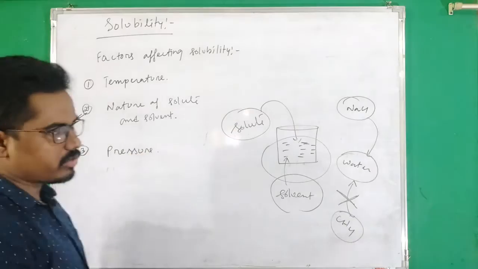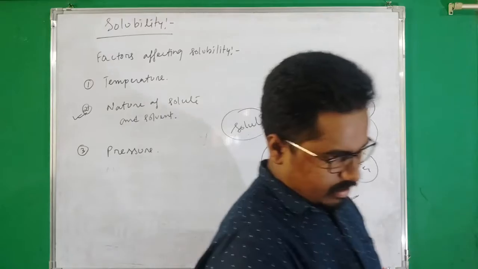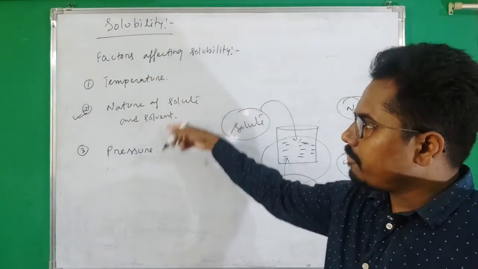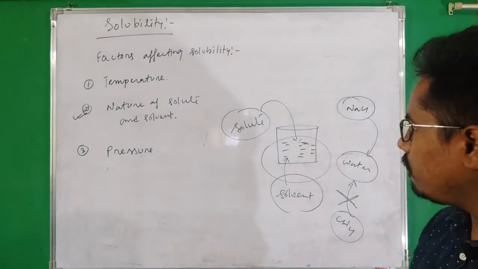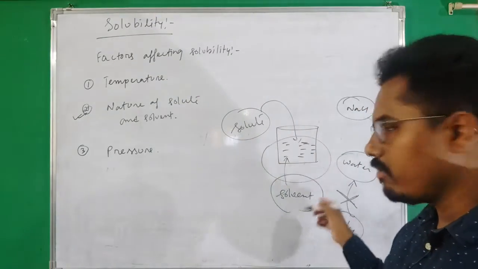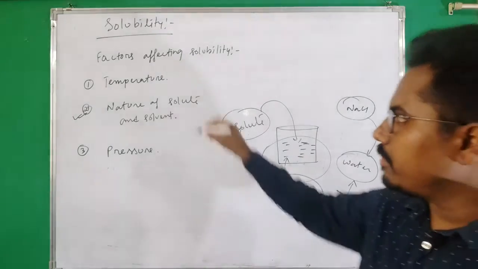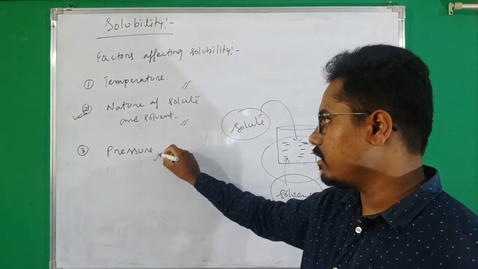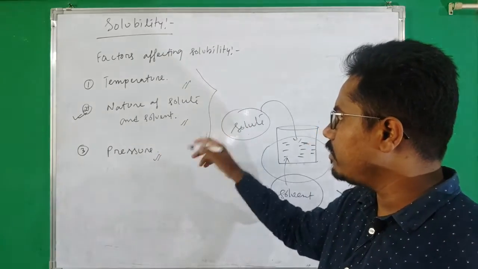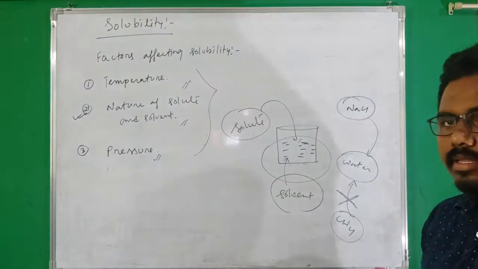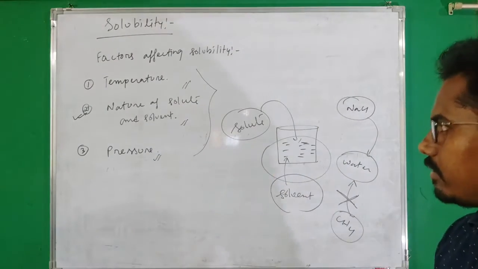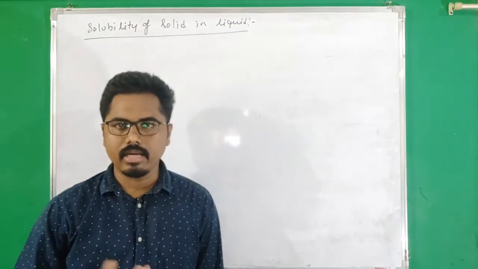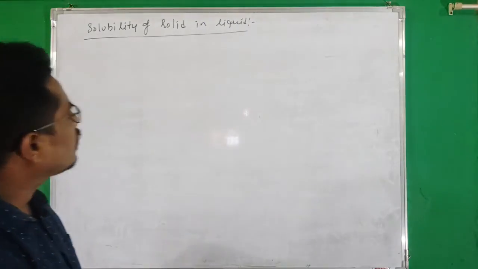Okay, pressure has also effect on solubility. So therefore we can say that there are mainly three factors which affect solubility of a solute in a solvent. Okay, and they are temperature, after that nature of solute and solvent, and after that pressure. And when we will learn about solubility of solid in liquid, solubility of gas in liquid, then we will study them in detail. Okay, now we will study solubility of solid in liquid.